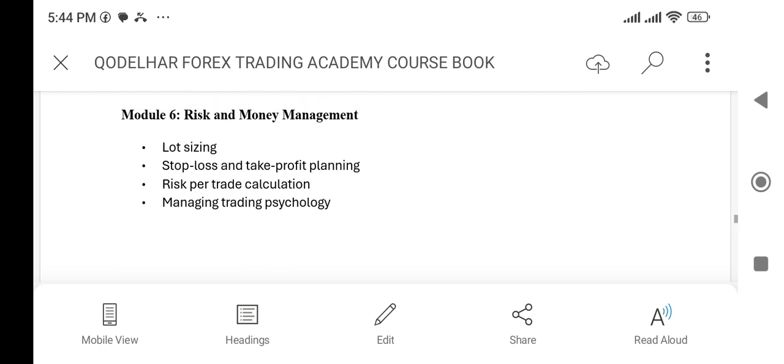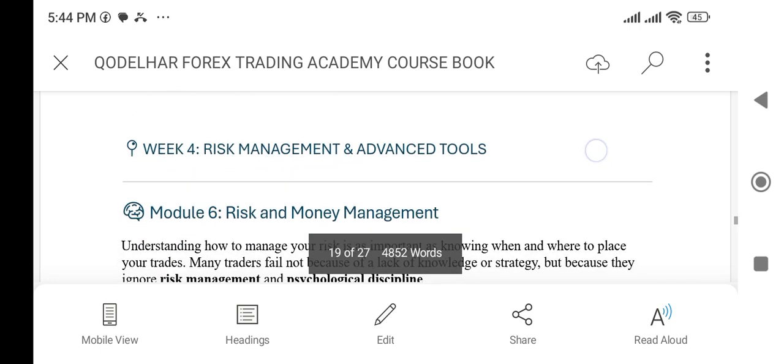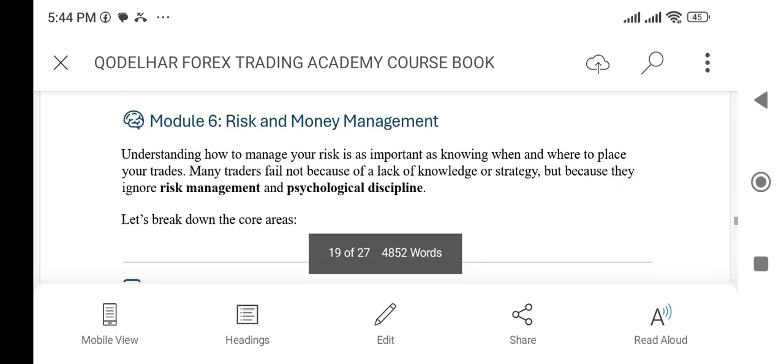In risk management, we have to deal with risk and the way we manage our money. So, what are those tools that we need to manage our money? We have lot sizing, stop loss and take profit planning, risk per trade calculation, and managing trade psychology. All these tools help us to manage our risk very well. Let's go by the material.